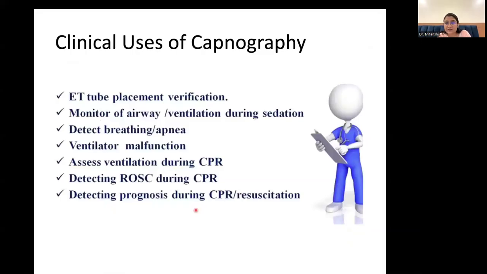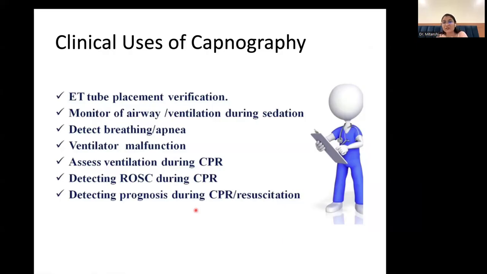So, when it comes to clinical uses of capnography, what is the need of capnography? Why do we need capnography? First thing that we consider, it's the gold standard of monitoring ET tube placement verification. It is also used for monitoring of airway and ventilation during sedation. It will let me know if my patient is not expiring CO2 well, and if he is going into a very deep plane of anesthesia, I might have to lighten the plane of anesthesia to maintain his respiratory airway reflexes.